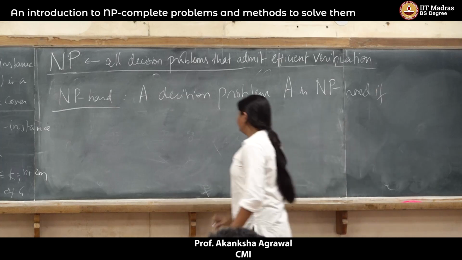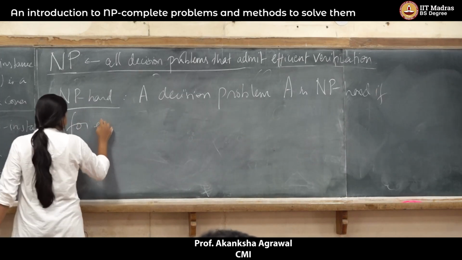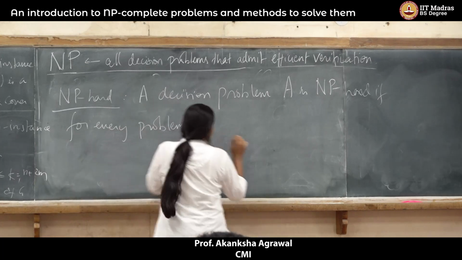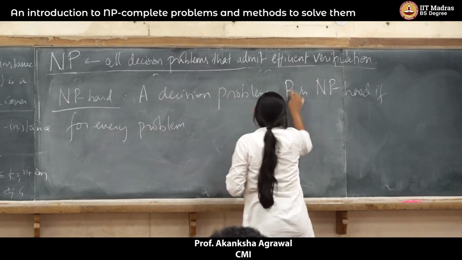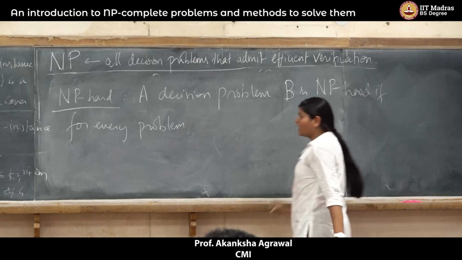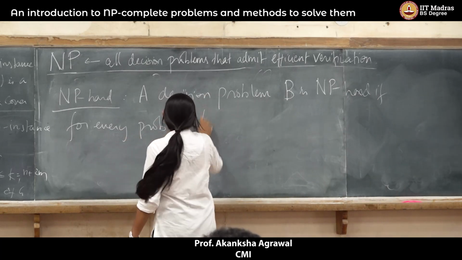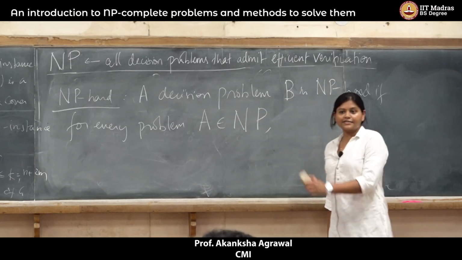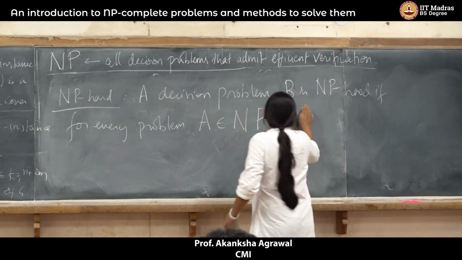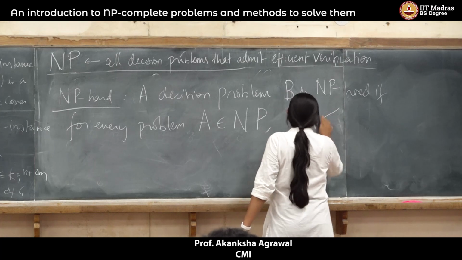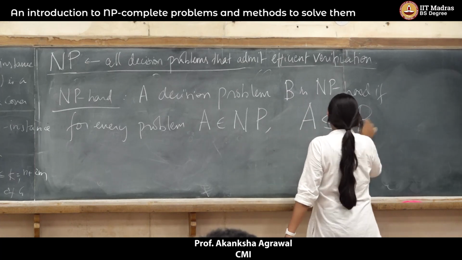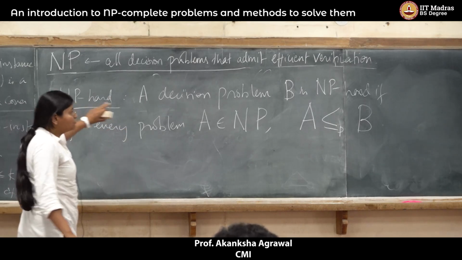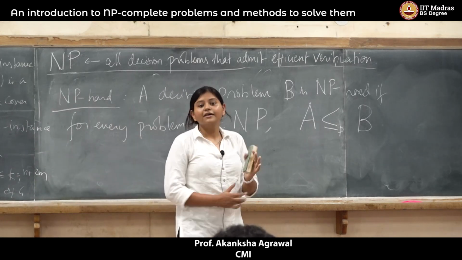if for every problem, so let me write it as B, you'll see in a minute, okay? We say that a problem B is NP hard if for every problem A that belongs to the class NP, we have a polynomial time reduction from A to B, okay? So it's not even clear why such a problem should exist, but it exists, okay?